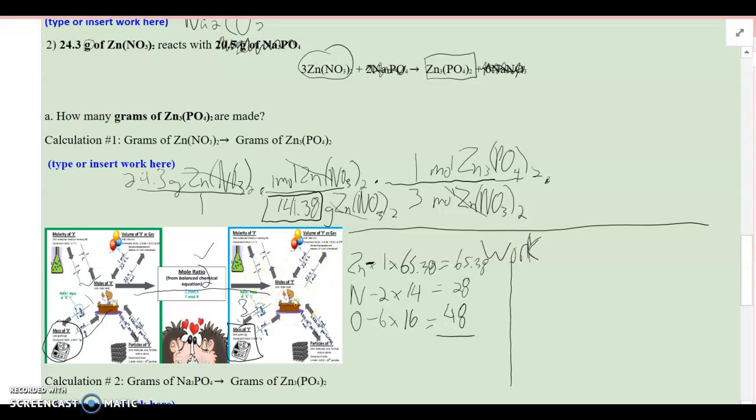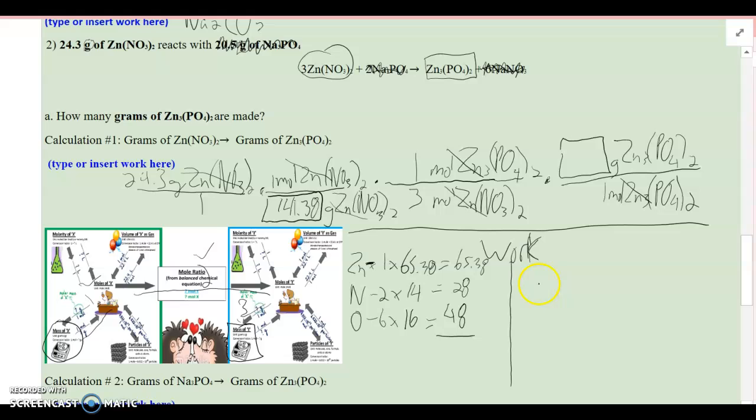Step 3. Now I've got to put on the top some number of grams. More calculations. Grams of my Y, so the thing that I am looking for, Zn3PO4 twice. Over, what's it telling me to put on the bottom? It is telling me to put 1 mole of this on the bottom. 1 mole Zn3PO4 twice. Those units will cross out.